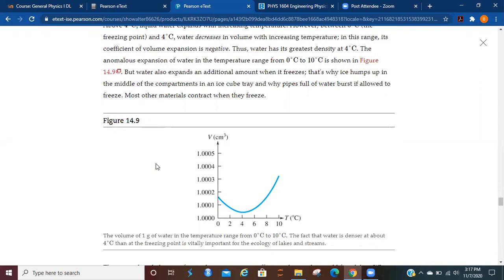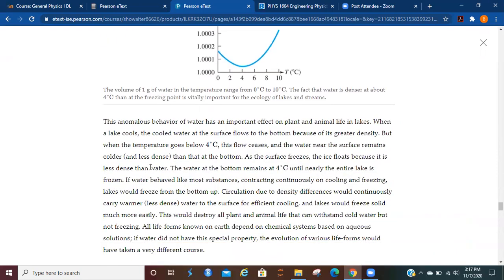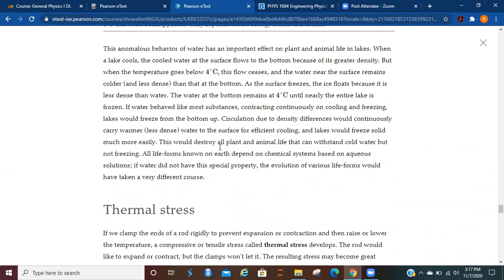That's why ice humps in the middle of the compartments in an ice cube tray, and why pipes full of water burst if they're allowed to freeze. Most other materials contract when they freeze. This anomalous behavior of water has an important effect on plant and animal life in lakes.